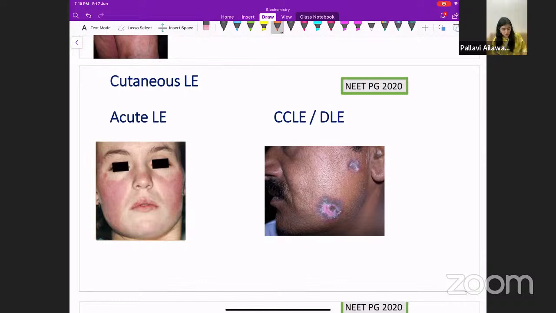Can you tell me a drug which is generally given for treatment of skin findings in LE? Whether it is acute LE, whether it is chronic cutaneous LE, what is that one medicine which is used in disorders with photosensitivity? I want this reply because this was asked in the NEET PG 2020 also. What is that one medicine that is used in skin in LE?